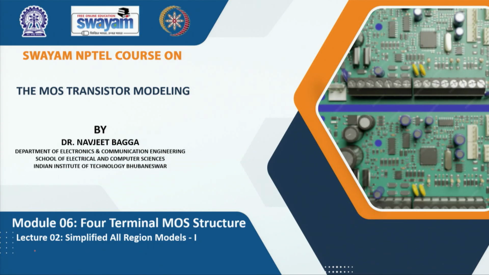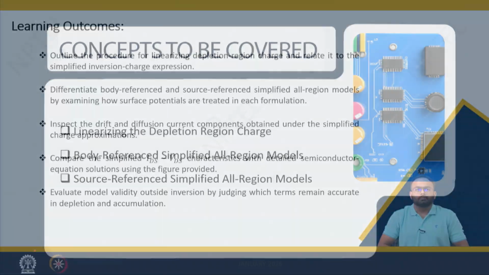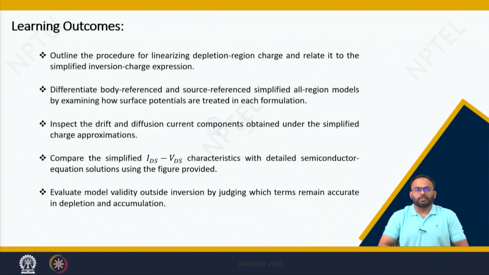We are in module 6, lecture number 2, Simplified All Region Model 1. In this lecture, we will see the linearization of depletion region charge, and then we will extrapolate this knowledge to define the body reference simplified all region model and source reference simplified all region model. These are the learning outcomes of this lecture, which help you to understand why linearization is important and how we can reduce the complexity of our preceding defined model.